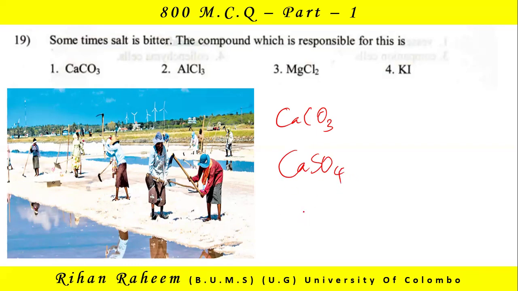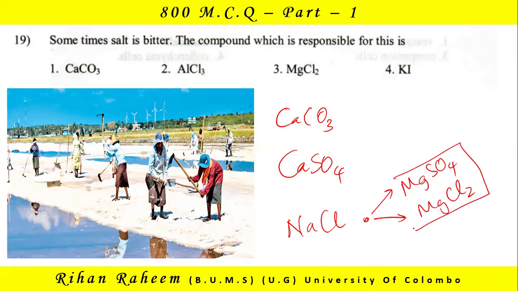And in the third tank, after 90%, 9 out of 10 parts of the water evaporates, in the remaining 1/10, some salt will be precipitated, NaCl, the salt which we eat. But along with that, two unwanted ones will get precipitated. Can you all remember? Magnesium sulfate and magnesium chloride. These two salts are bitter. You have to remove these.